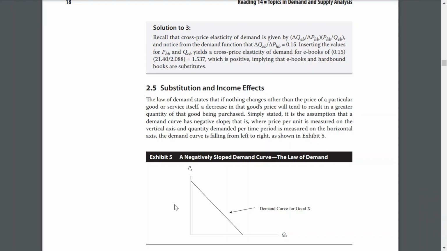The law of demand states that if nothing changes other than the price of a particular good or service itself, a decrease in the good's price will tend to result in a greater quantity of the good being purchased. Simply stated, it is the assumption that a demand curve has a negative slope, that is, where price per unit is measured on the vertical axis and the quantity demanded per time period is measured on the horizontal axis. The demand curve is falling from left to right as shown in Exhibit 5.